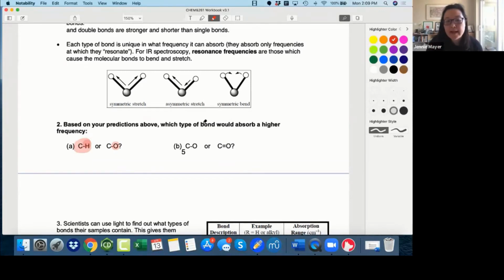Okay, good. And how about these guys? CO single bond versus CO double bond. Who would absorb a higher frequency of light and bounce faster? For this one, you want to think about the bond as the spring. Yeah, that's right. Thank you guys. So C double bond O. The double bond is a stronger bond than the single bond, so it's like a stiffer spring.